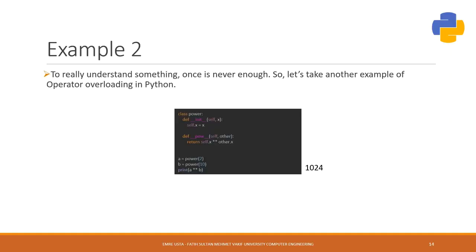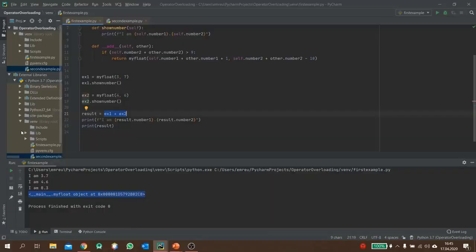Example 2. To really understand something, once is never enough. So let's take another example of operator overloading in Python. We should define a power class with __init__ and __pow__ methods. Okay, we can try, no problem.